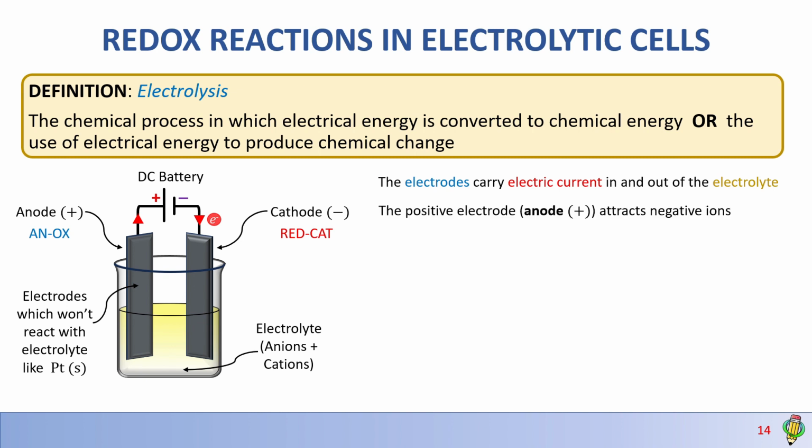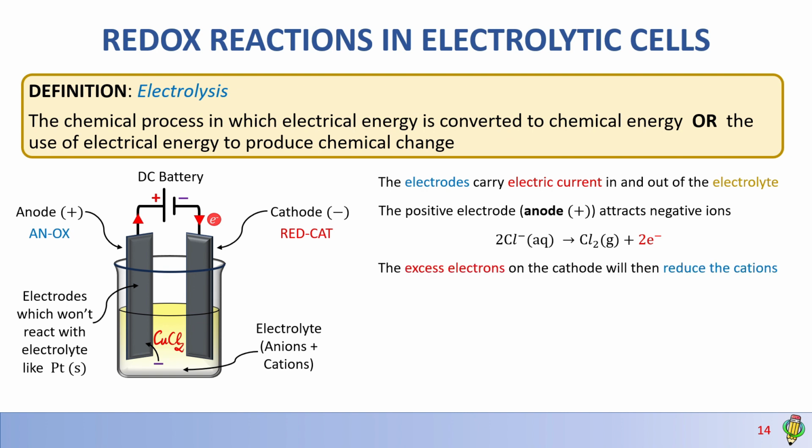The positive electrode, which is defined as the anode in electrolytic cells, will attract the negative ions, or what we call the anions, in the electrolyte. As we see in the sketch, here are our negative ions being attracted to the positive electrode. And if our electrolyte, for example, is copper chloride, we will have the chloride ions attracted to the positive electrode, the anode, because they are negatively charged.